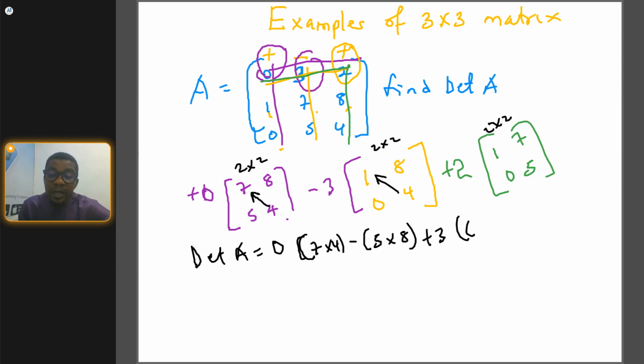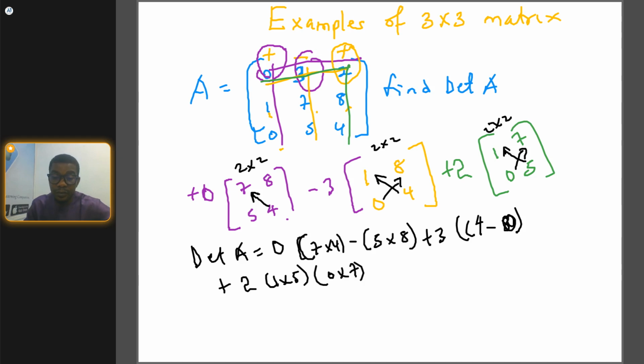The major diagonal, 1 times 4 is 4. The minor diagonal, 0 times 8 is 0, plus 2. The major diagonal is 1 and 5. That's 1 times 5 into another bracket. The minor is 0 times 7. So let's go ahead to solve this.